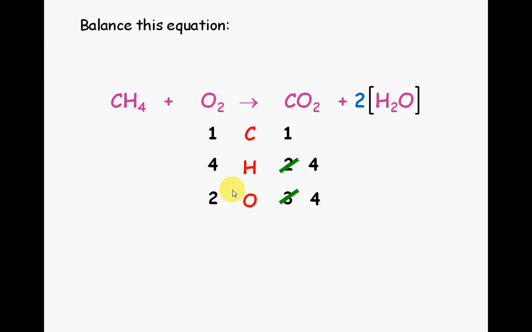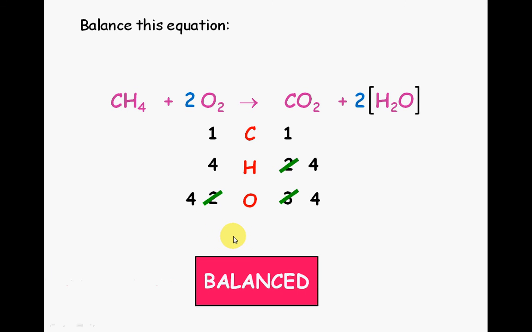So what must I multiply this side by in order to get 4? The answer is 2. 2 multiplied by 2, and that gives me 4. That is a balanced equation. Don't forget to rub out your brackets when you have finished.